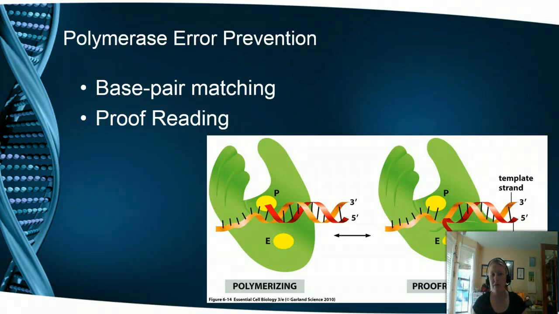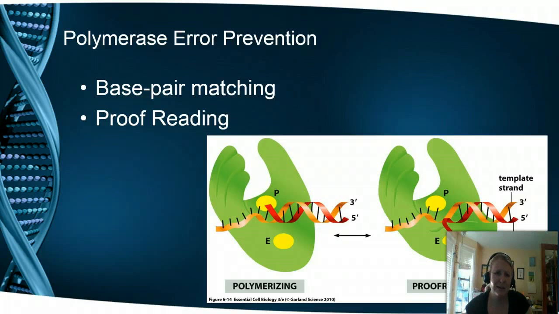But what about errors? We've talked about mutations a lot already in this class, even though we're only in chapter 6. And so we need to understand where mutations come from. Part of them can come from the replication process. However, DNA polymerase is really, really careful about this. The enzyme only makes errors between 1 in 10 to the 7th and 1 in 10 to the 9th times, which is better than 1 in a million.